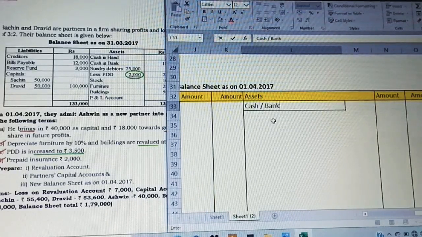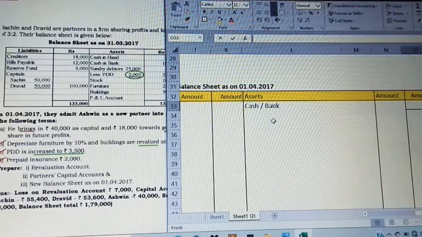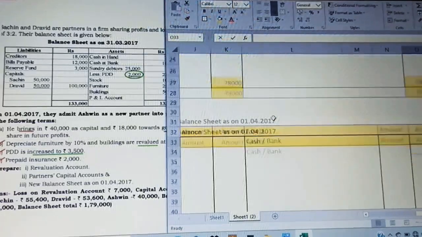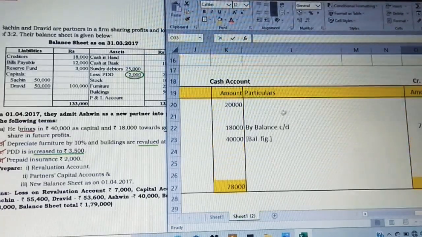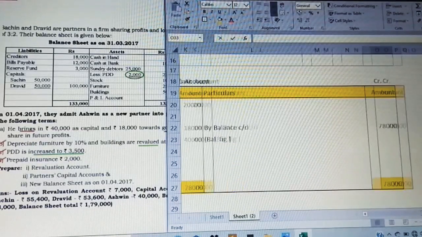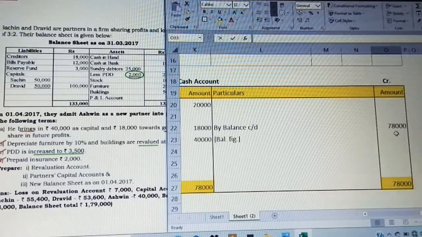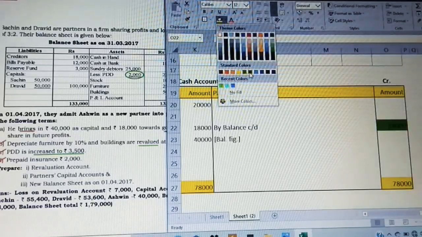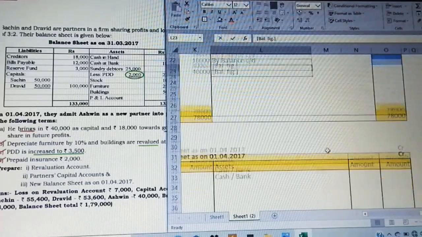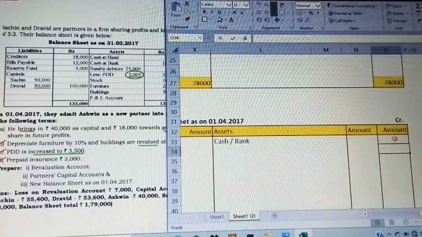Cash or bank, this value is going to be taken by us right from the previous cash account which we prepared as a balancing figure. Just observe, I have here 78,000 which we got. So this is the value I'm going to take up now in the balance sheet, 78,000. So take it directly in the outer column. First step is this. Together we have taken cash in hand and cash at bank.